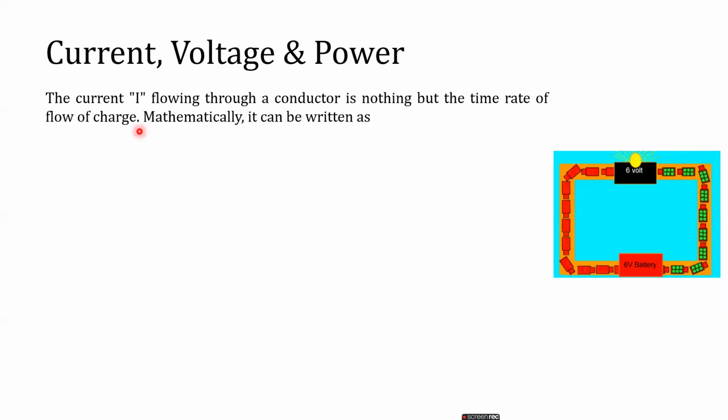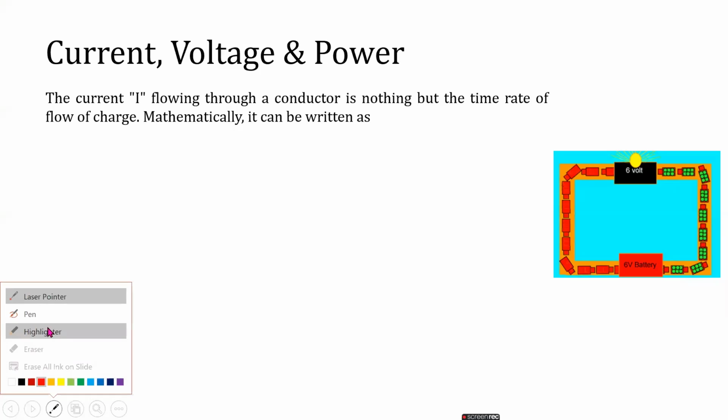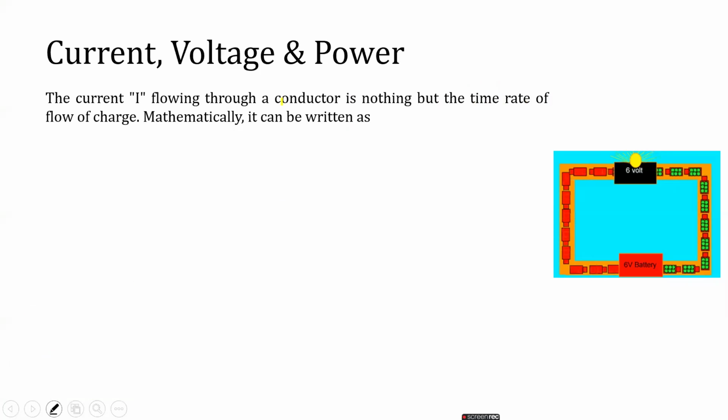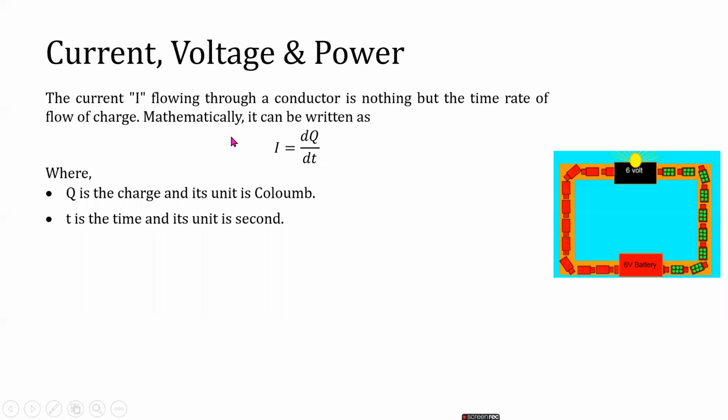The rate of flow of charge, that is nothing but the current. Hope you have understood the meaning of the current here. Mathematically, current I can be written as the rate of flow of charge, that can be expressed as dq by dt, where q is the charge and its unit is coulomb, t is the time and its unit is a second.